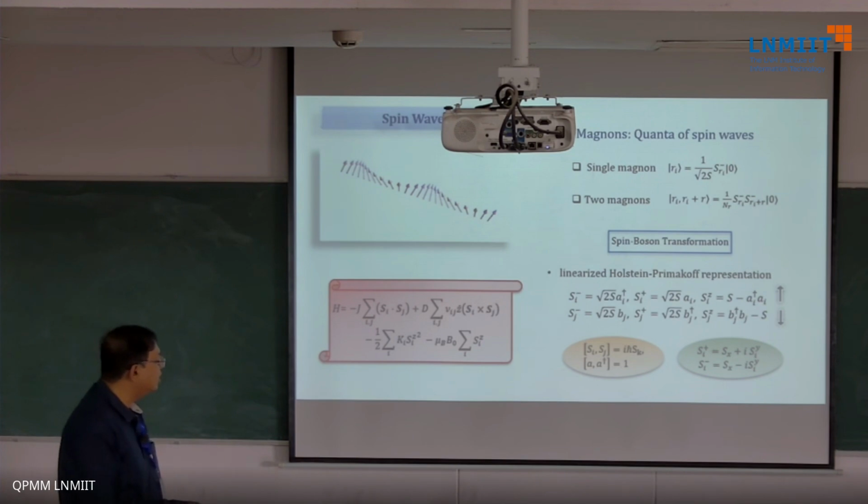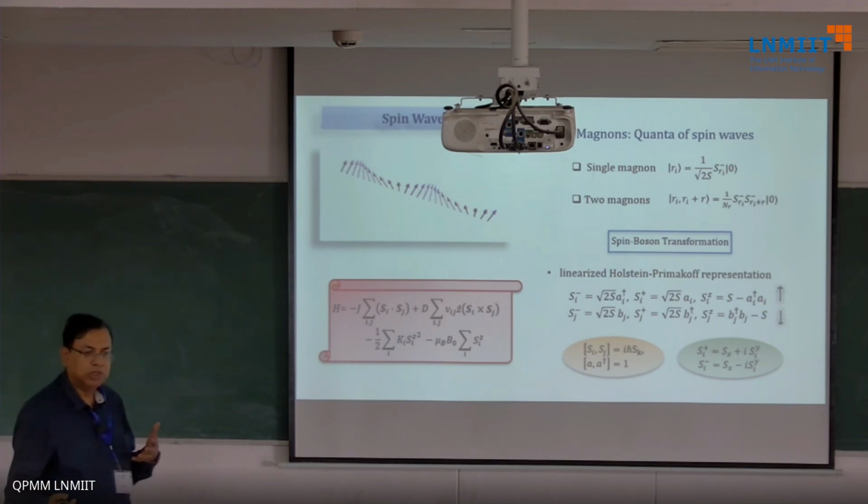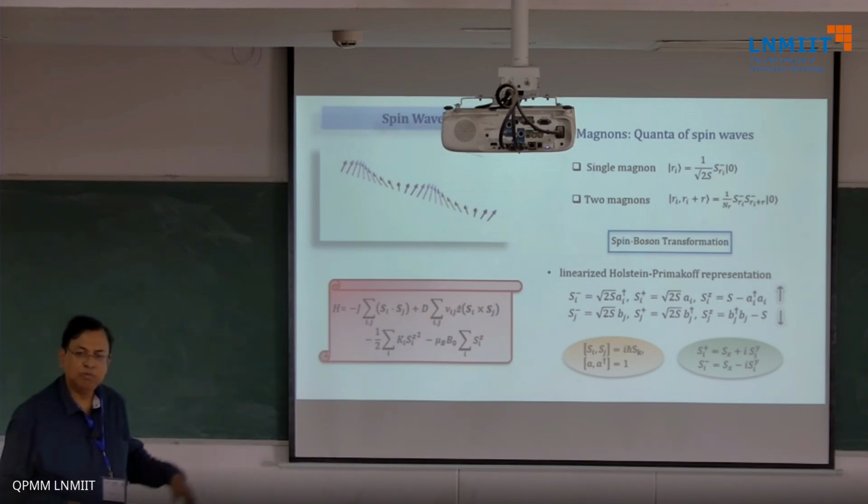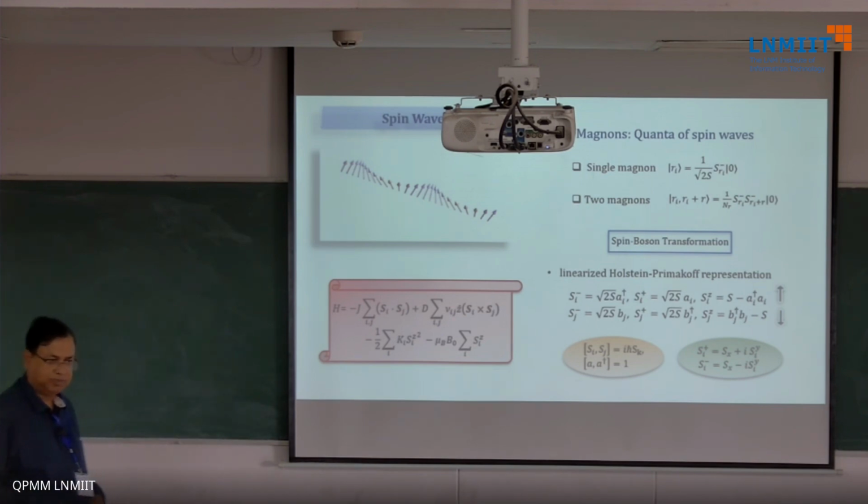And why are these good? Because they conform to the commutation relations of both spins and bosons. These are canonical transformations. It doesn't matter, actually. It doesn't matter. Yeah, we do it in 2 dimensions, but it doesn't matter.